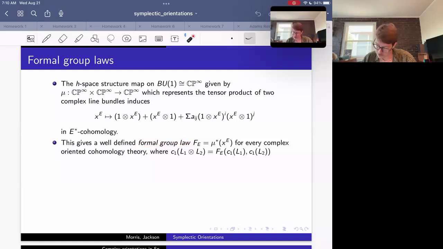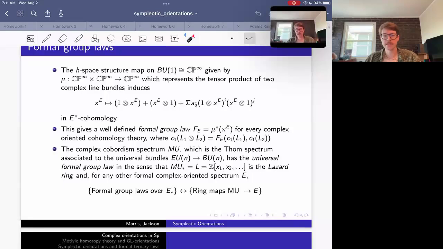And in the way that we've constructed it, this formal group law satisfies the condition that if I look at the first Chern class, or the top Chern class, for two line bundles, and I plug these into the formal group law, this is going to recover the Chern class of the tensor product of the line bundles. So this formal group law that I've made is exactly capturing some of the geometry of the characteristic classes for all my complex-oriented cohomology theories. It's a really cool hand-in-hand thing that we can do here.